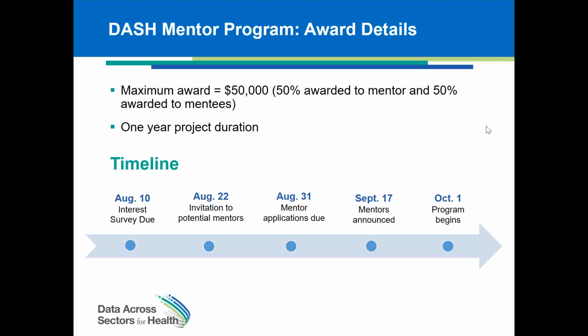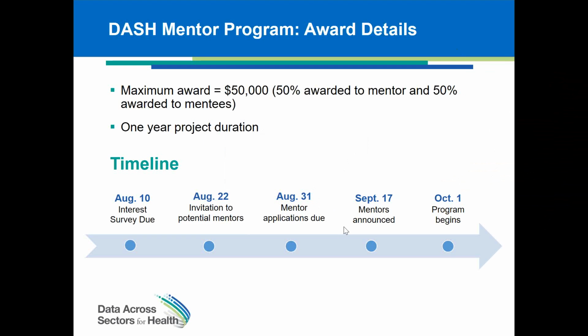The maximum award of $50,000, it should be mentioned that half of that is meant to go to the actual mentor, and that the other half of that will go to potential mentees. In other words, other communities that would like to participate in a learning community around a specific topic. So that's just something to keep in mind. What we would be doing is working with you, as we, the NPO, would be working with the mentors that are selected as part of this process to identify who those mentees would be, and then invite them to participate.